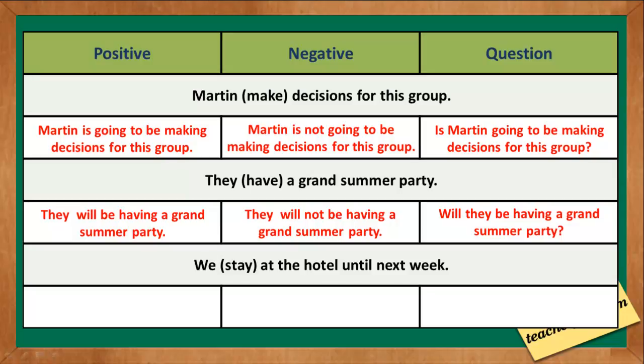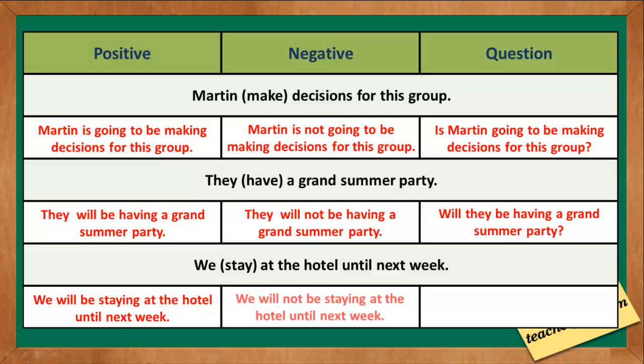The last one: We stay at the hotel until next week. The verb is stay. The correct positive statement is: We will be staying at the hotel until next week. The negative statement is: We will not be staying at the hotel until next week. And the question is: Will we be staying at the hotel until next week? Did you get it right?